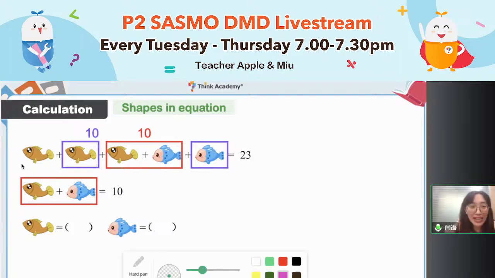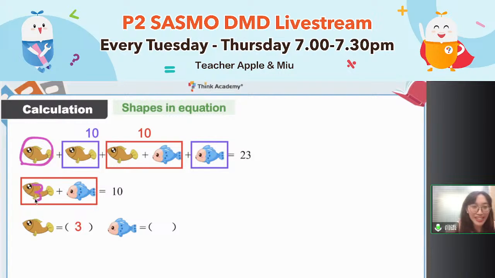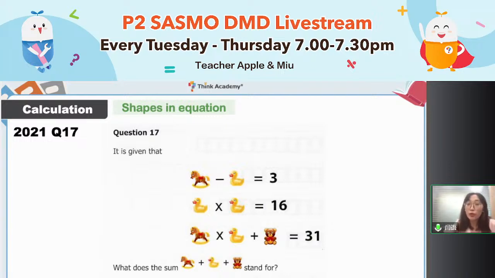So after this, everyone, let's have a look. We have one yellow fish plus 10 equals to 23. So what about the value of one yellow fish? It should be 3. After that it was super easy, right? Good friend pairs: 3 plus 7 equals to 10. Understand now? Not that hard, right? Okay, good job. Here, everyone, let's move on to a real tester question.